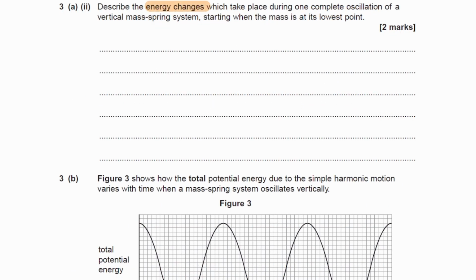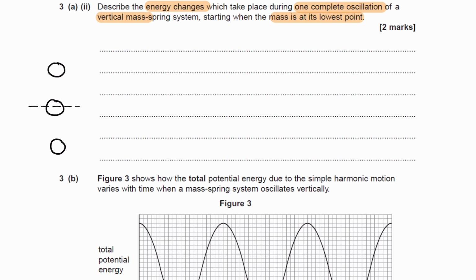Describe the energy changes which take place during one complete oscillation of the vertical mass spring system, starting when the mass is at its lowest position. Okay, so let's consider this to be our equilibrium position, the place where there is no resultant force. We'll consider the mass in the bottom position. It then moves up to equilibrium, moves up to the top, and then it comes back down again all the way to the bottom, and that will be one complete oscillation.